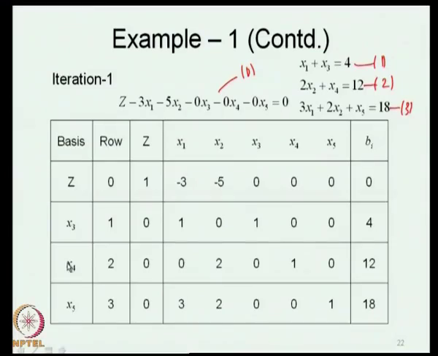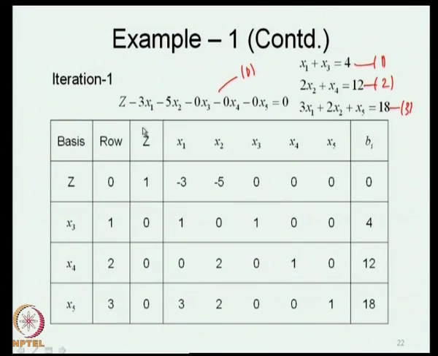So, in the first tableau all we have done is reproduce the original problem with x 1 set to 0 and x 2 set to 0 in this particular example, and therefore, the original basis will consist of x 3, x 4 and x 5 and z will always be in the basis. So, we write the first column of basis as z, x 3, x 4 and x 5. Then we use the row numbers as 0 corresponding to the z row, 1 corresponding to the first constraint, 2 corresponding to the second constraint, 3 corresponding to the third constraint and so on.